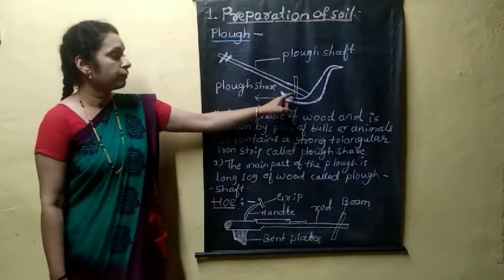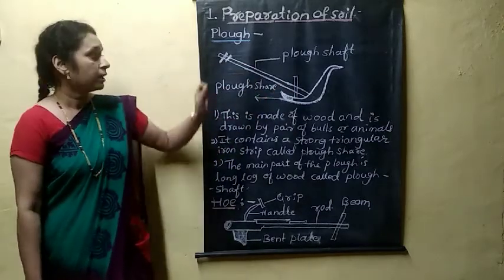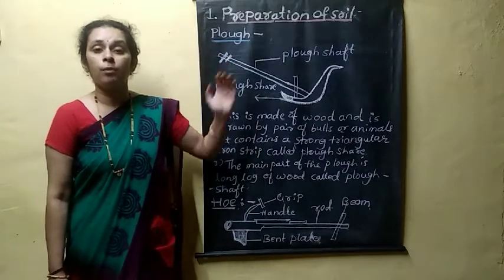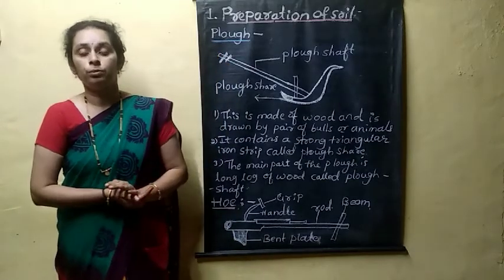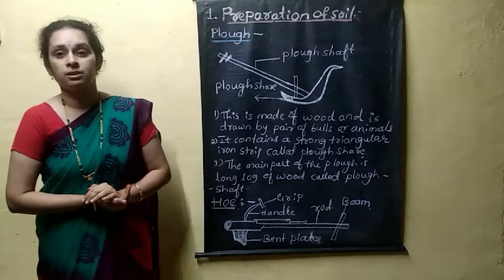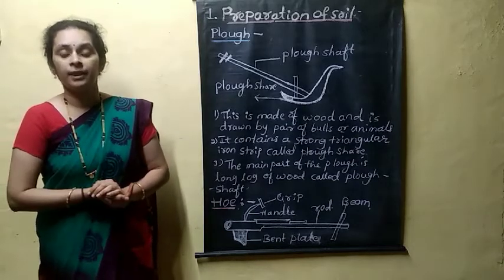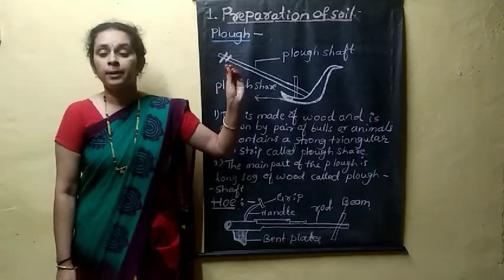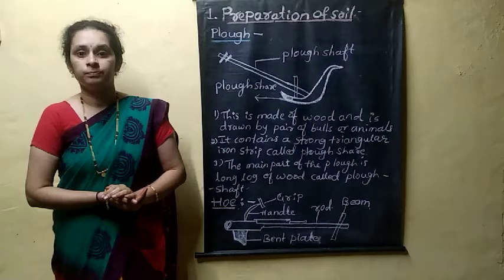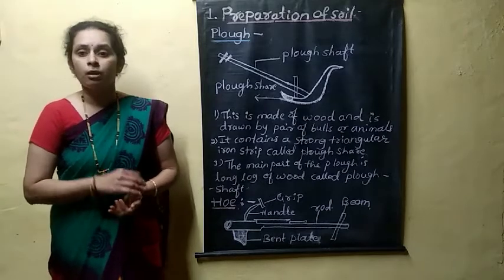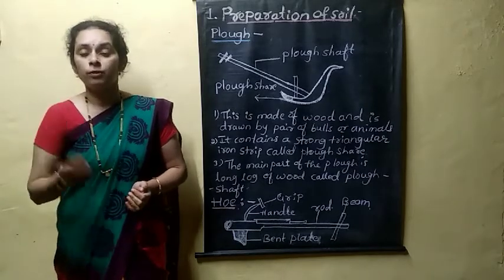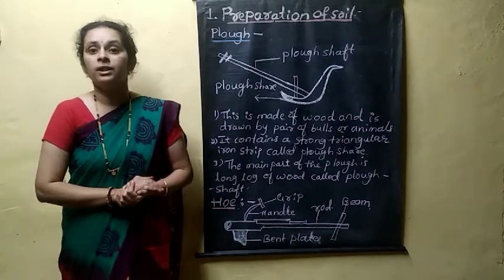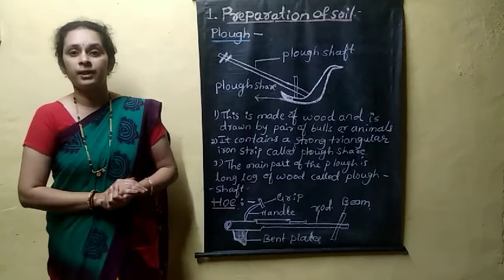One end of the plow has a handle, and the other end is attached to the beam on the neck of the bulls or other animals. This can be operated easily by a pair of bulls. Nowadays in India, the wood plow is replaced by iron.